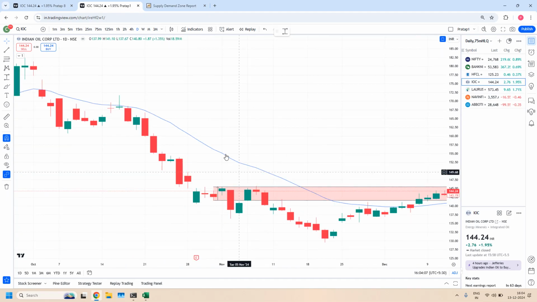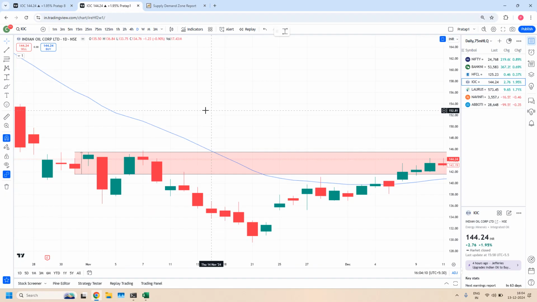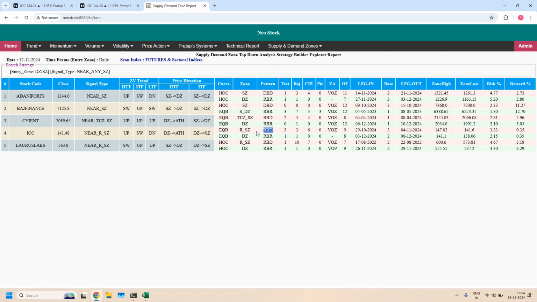Actually this is not the right way of drawing. Why? You will be learning very soon. This is a rally base drop. Immediately you see this zone is pierced, so it is not a valid zone. But is our software showing this as a pierced zone? No, look at the pierced count. The pierced count is 0. Why is the software not showing it?